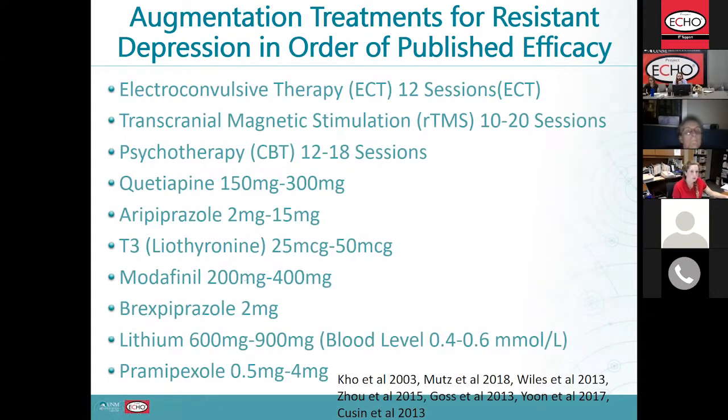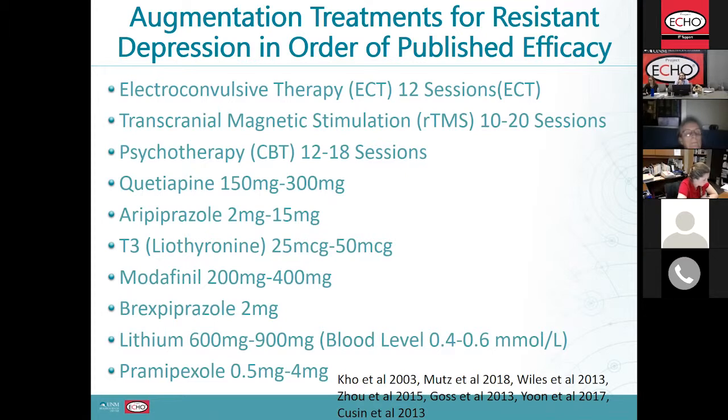So here are some augmentation treatments for resistant depression in order of published efficacy. The higher on the list being the more efficacious in terms of the size of their effect. Electroconvulsive therapy is the most effective treatment for depression that we have in terms of the size of its impact. Now we reserve it for treatment-resistant depression because it's not a trivial treatment. It requires a lot of time and commitment from the patient. Next, in terms of efficacy, is transcranial magnetic stimulation. And then next is psychotherapy.